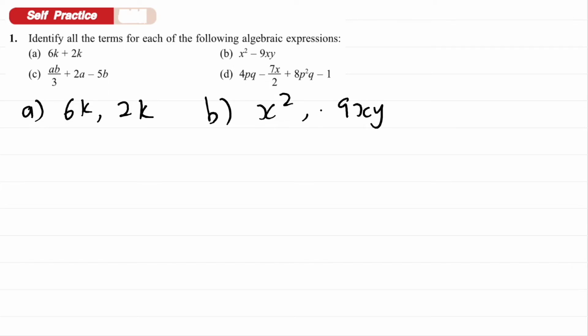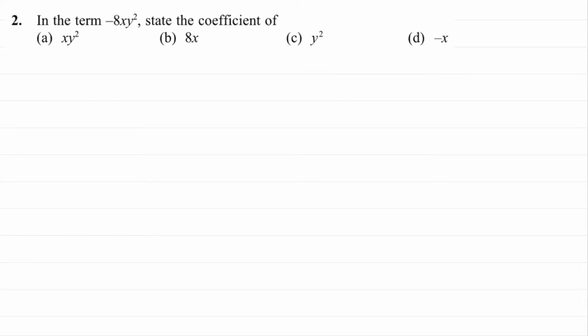I think kena sekali dengan negatif kot. Lepas tu C dia ada apa? AB over 3. Lepas tu dia ada 2A. Lepas tu dia ada negatif 5B. Macam tu je. Okay.